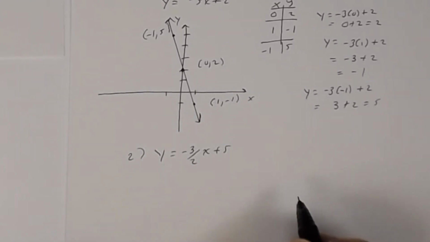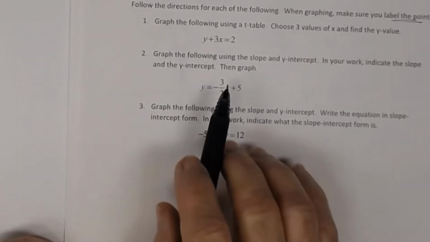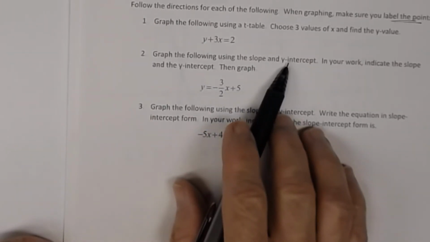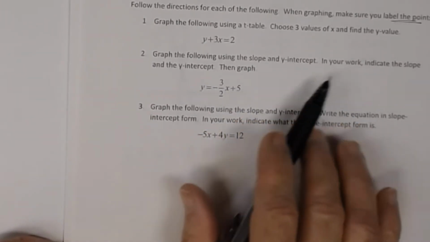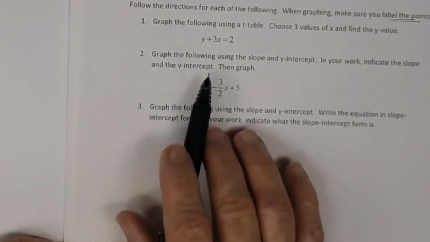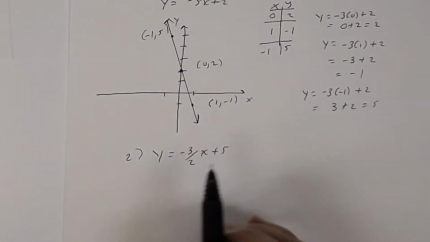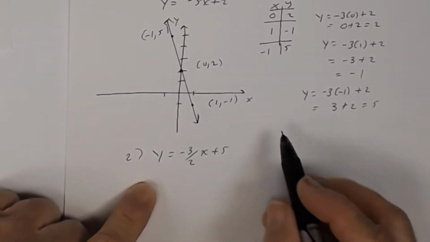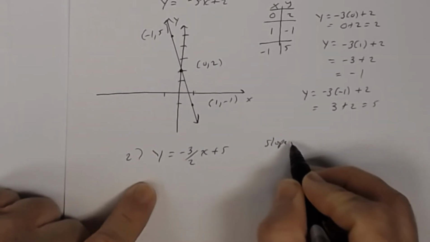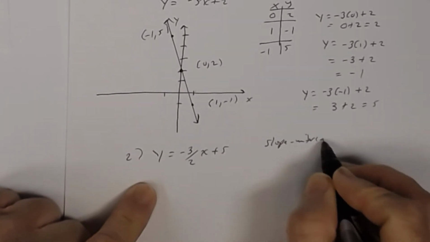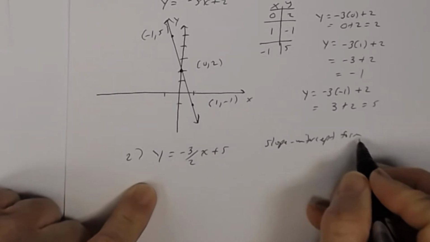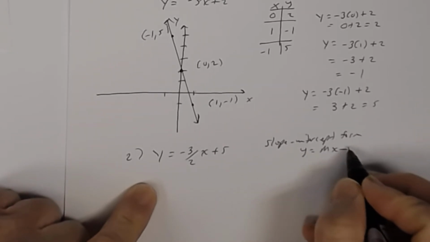Now, when doing number 2, the direction says this, and it's very important that you read the directions. The direction says graph the following using slope and y-intercept. In your work, indicate the slope and the y-intercept, and then graph. So this is already in slope-intercept form. So remember, slope-intercept form is this. It's y equals mx plus b.